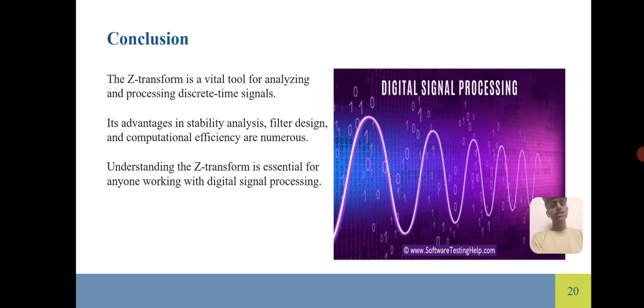The conclusion of the topic: the Z transform is a vital tool for analyzing and processing discrete time signals. Its advantages in stability analysis, filter design, and computational efficiency are numerous. Understanding the Z transform is essential for anyone working with digital signal processing.